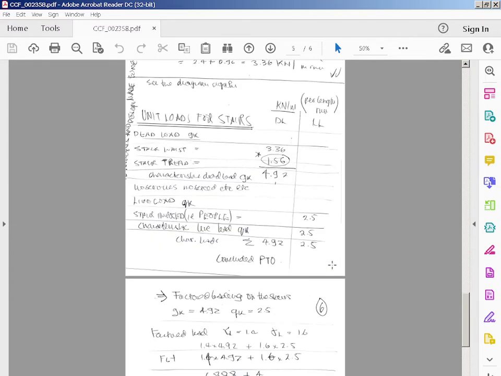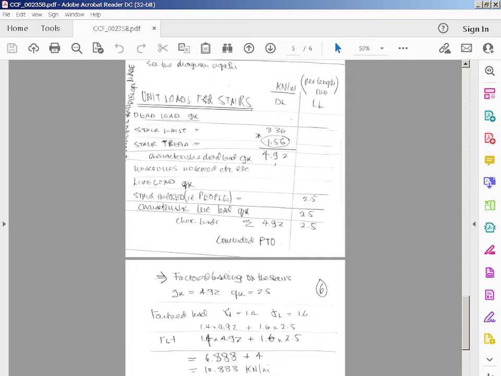So this is the final bit of it. The unit loads for the stairs are the dead load GK: the stair waist is 3.36 kilonewton per meter, the stairs tread is 1.56 kilonewton, so the characteristic dead load on the stairs is 4.92. The live load on the stairs is 2.5. There's no other live loads or anything. So the characteristic loads on the stairs are 4.92 GK and 2.5 QK.